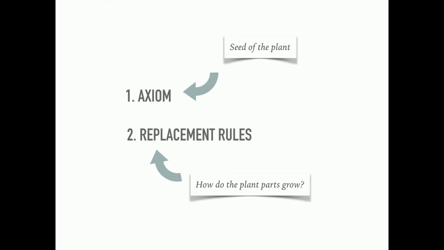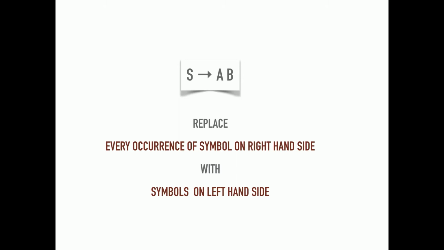How does our grammar look? We've got one thing that's called the axiom, that's the initial word or the seed of the plant in our case. And we have replacement rules that describe how the plant grows. This is a replacement rule. You replace every occurrence of the symbol on the left-hand side with the symbols on the right-hand side, not like it's written here, but the other way around.